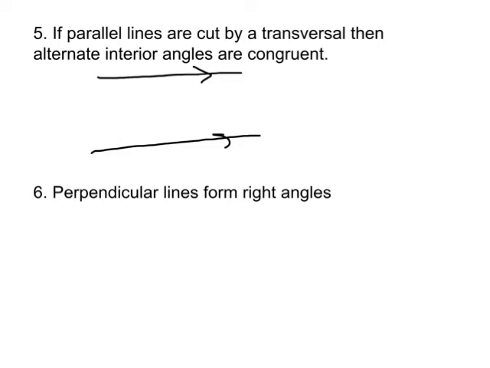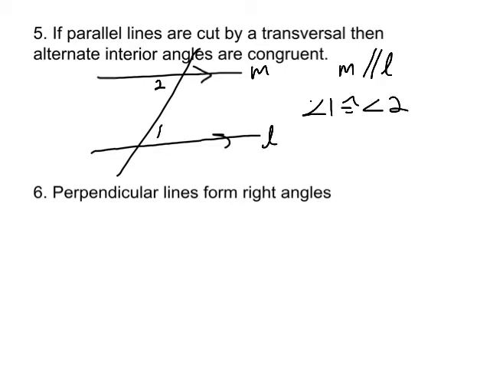Here's what that looks like. If I draw a transversal, and the symbol here, the little arrows on the lines, indicates that they are parallel. So if I want to write a statement, I can say line M is parallel to line L. And alternate interior angles would be angle 1 and 2. So we could say that angle 1 is congruent to angle 2 for that reason up there. If parallel lines are cut by a transversal, then alternate interior angles are congruent.